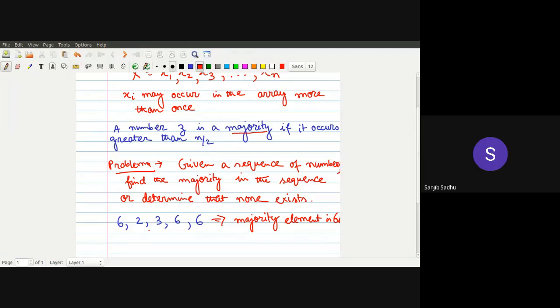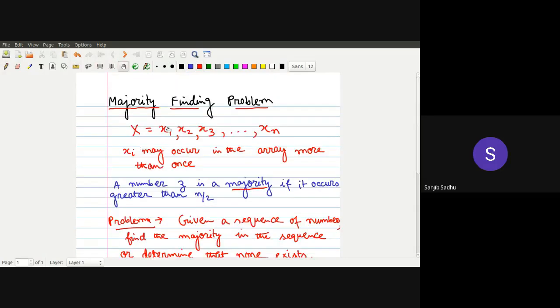Okay. So we can simplify the problem like this: there is an array of size n, and there are some elements occurring in the array, and we have to find out if an array element xi occurs in the array more than n by 2 times. If it is so, then that xi will be called the majority element.